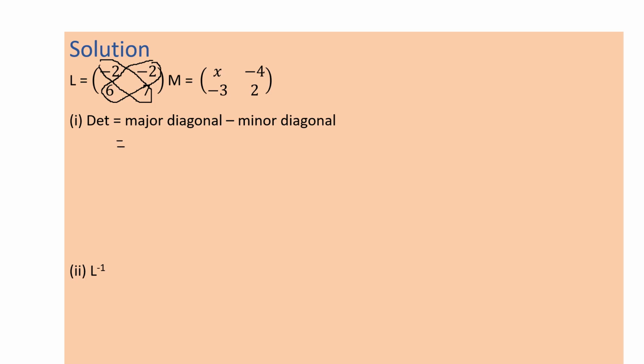After finding the determinant of L, we can easily find the x since the determinants are equal. So we will multiply what is in the major diagonal, which is -2, multiplied by 7, like that, minus what is in the minor diagonal. In the minor diagonal you have -2, and it will be multiplied by 6.